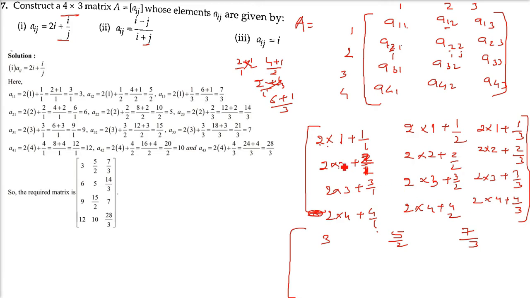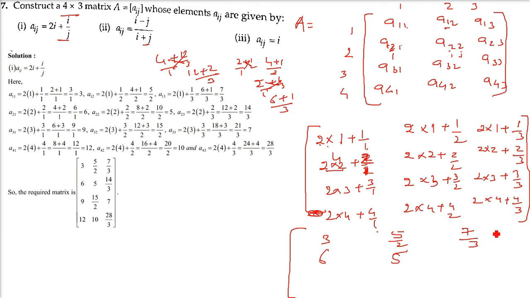Next one, 2 into 2 is 4. 4 plus 2 is 6. Next one, 2 into 2 plus 2 by 2 is 1. So 2 into 2, 4 plus 1 is 5. Then 2 into 2 is 4, 4 plus 2 by 3. So let us do 4 plus 2 by 3. 4 3s are 12 plus 2 by 3. It is 14 by 3.